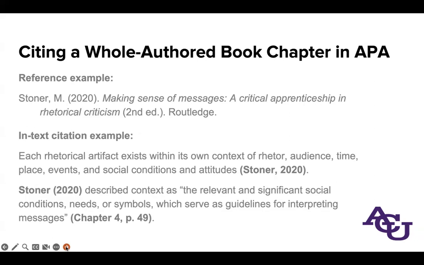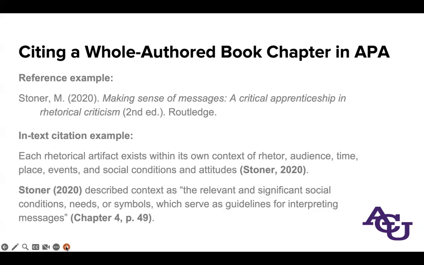Next, we put the year of publication in parentheses. The title of the book goes in italics and sentence case. Sentence case means that we capitalize only the first words of the title and subtitle. So here we have the M capitalized and the A capitalized. If there were proper nouns or adjectives in there, we would also capitalize those. But in this case, we don't have any of those. If we have additional information, we can put that in parentheses after the title. Here we have second ed. followed by a period for edition. And last, we need the publisher.